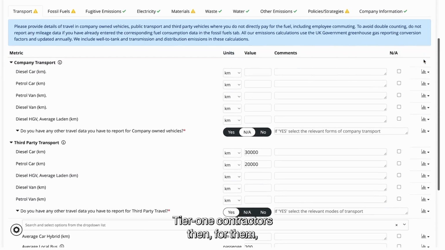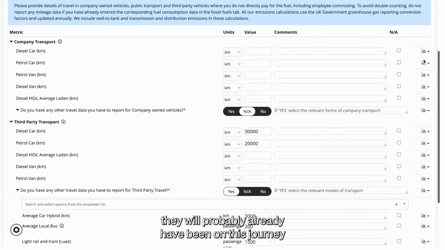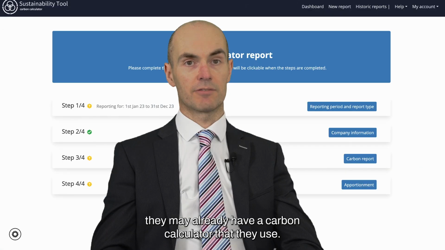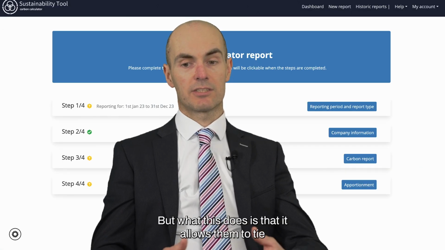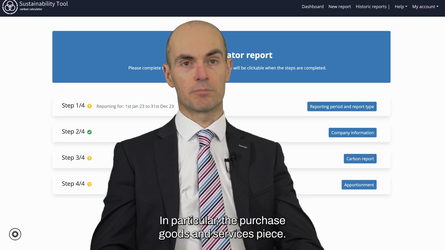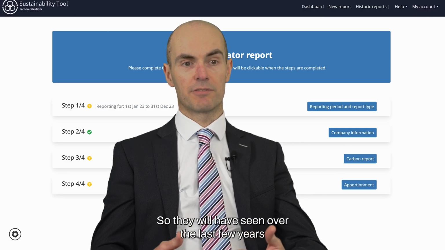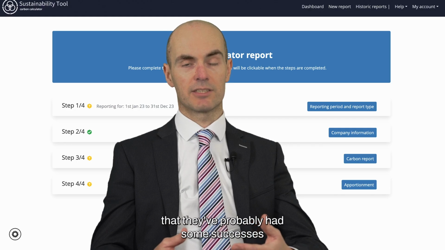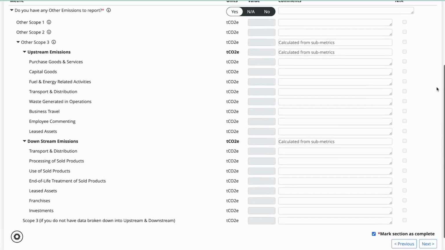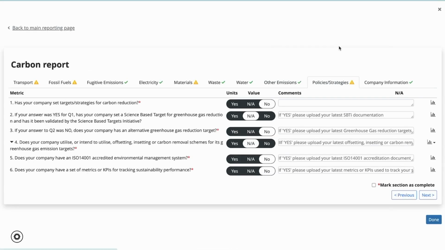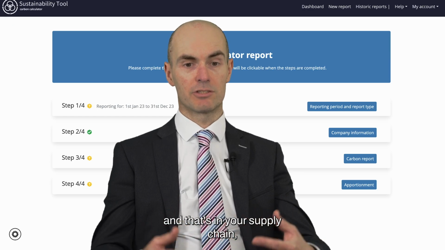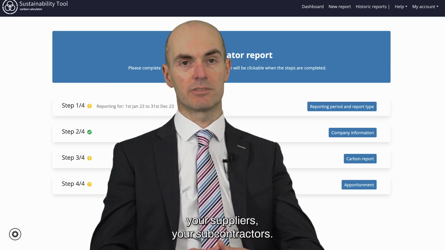Tier 1 contractors then, for them, they will probably already have been on this journey and have been measuring their carbon footprint, and they may already have a carbon calculator that they use. But what this does is that it allows them to tie down their Scope 3 emissions, in particular the purchased goods and services piece. So they will have seen over the last few years that they've probably had some successes already, reducing their Scope 1 and 2, but really that Scope 3 piece is the more difficult one to tackle, and that's where 80% typically of your emissions will be, and that's in your supply chain, your suppliers or subcontractors.